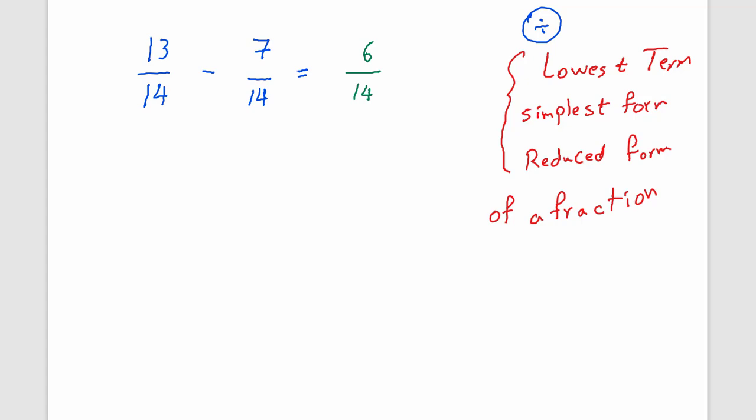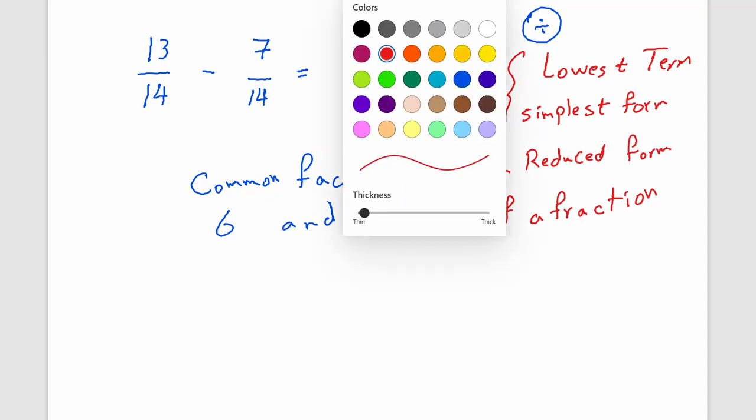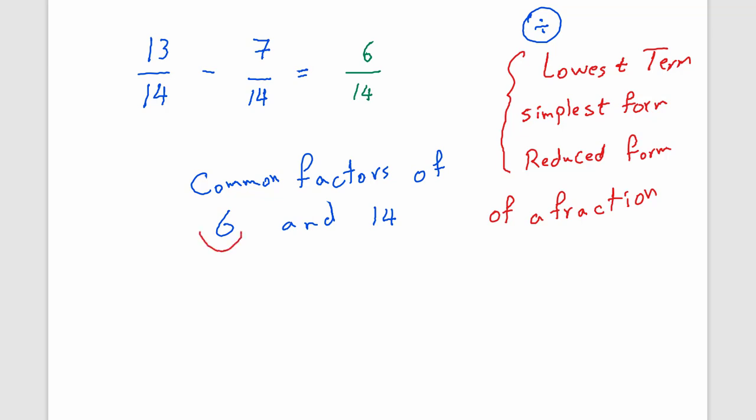How to think of the common factors? To find the common factors of 6 and 14, we need to think of the smaller number first. The smaller number, 6. Can we divide 14 by 6? Of course no. 6 times 2 is 12. And 6 times 3 is 18. So we cannot divide by 6.